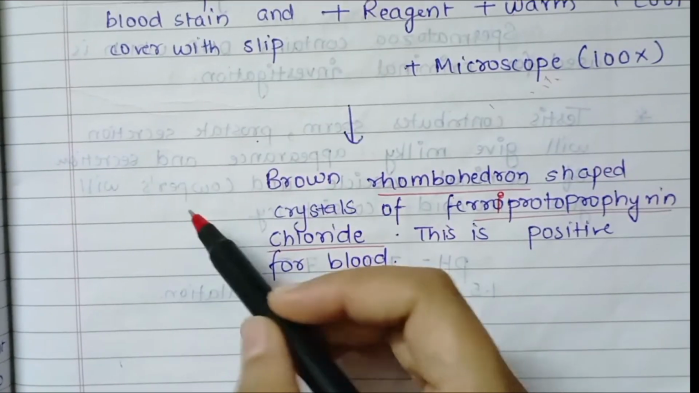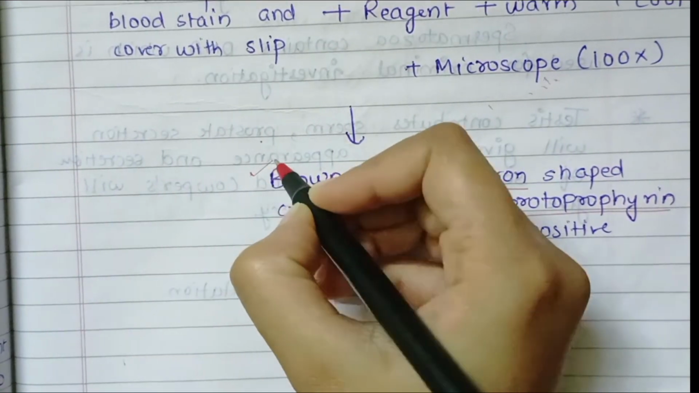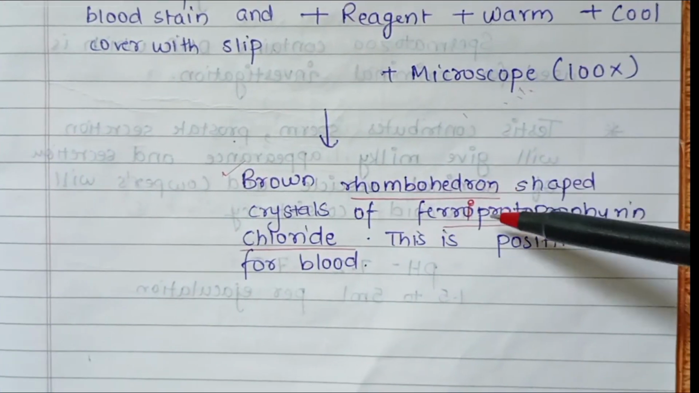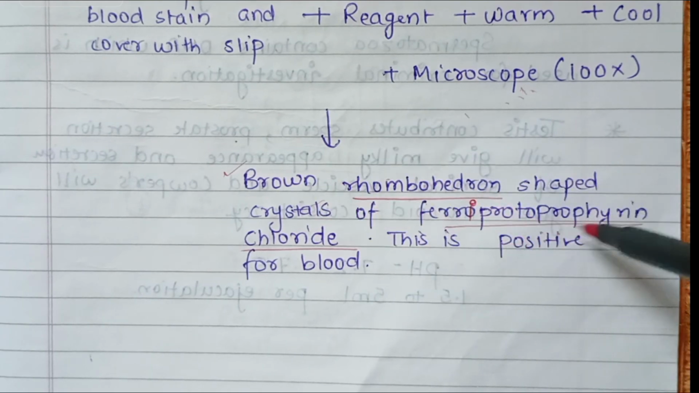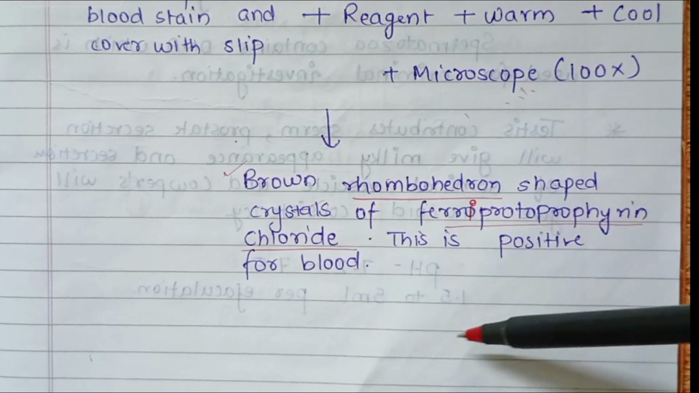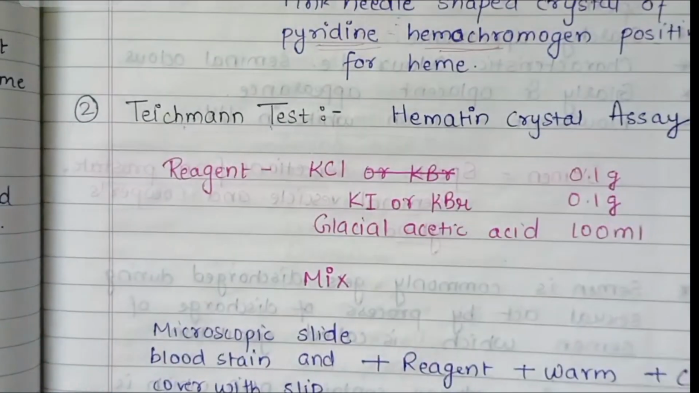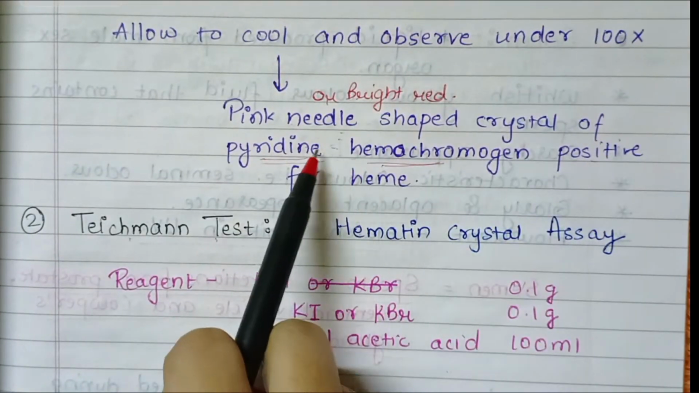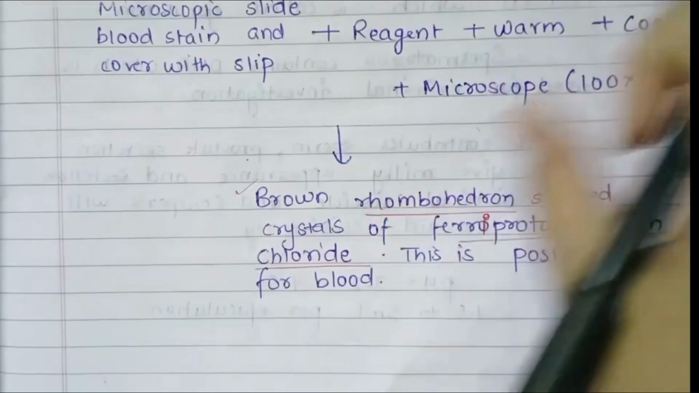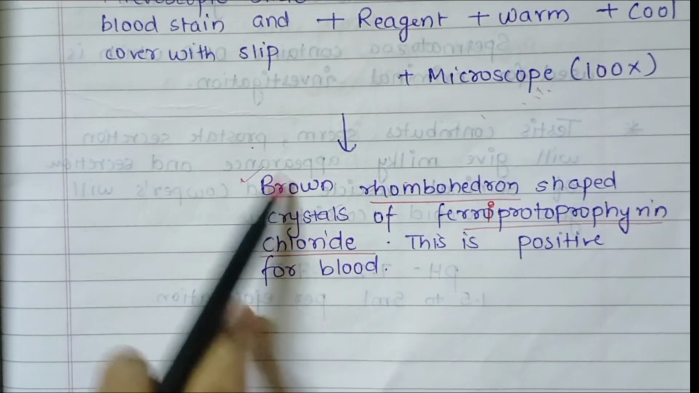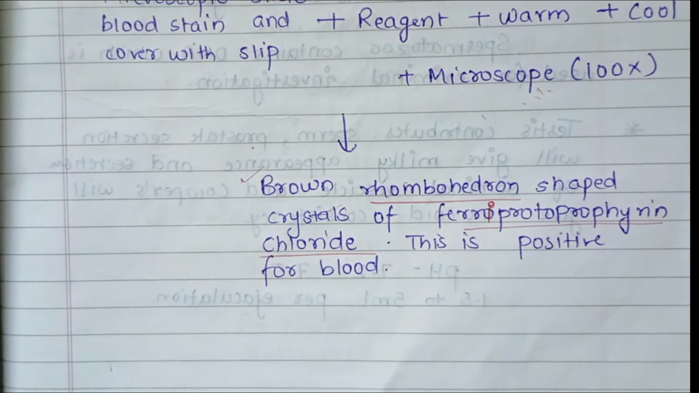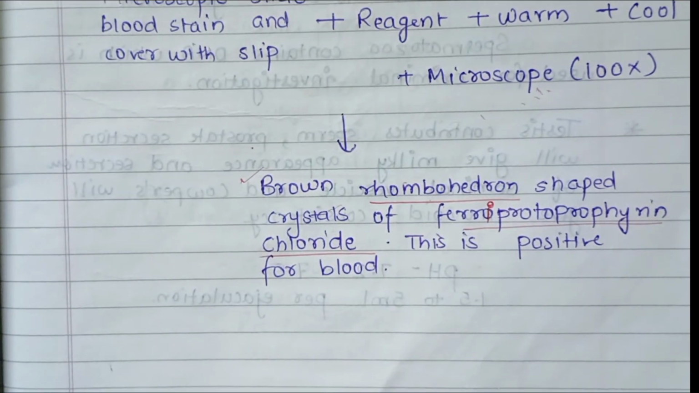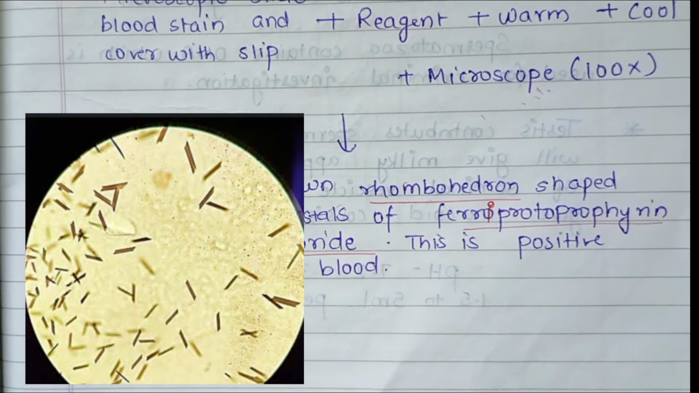Now this is a very important segment because here we talk about the result. Brown rhombic, rhombohedral shaped crystals of ferriprotoporphyrin chloride are obtained. Here we observed pink needle shaped crystals of pyridine hemochromogen, and here we observe crystals that are brown in color but rhombohedral in shape. Here is an image which shows how the crystals of blood look in the Teichmann crystal test.